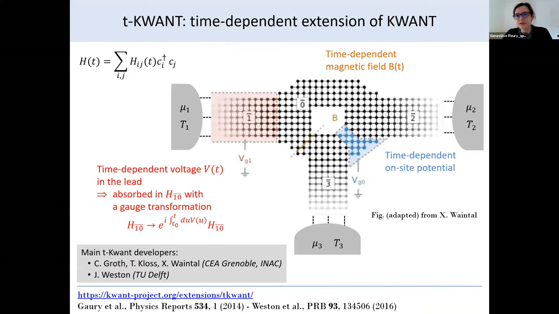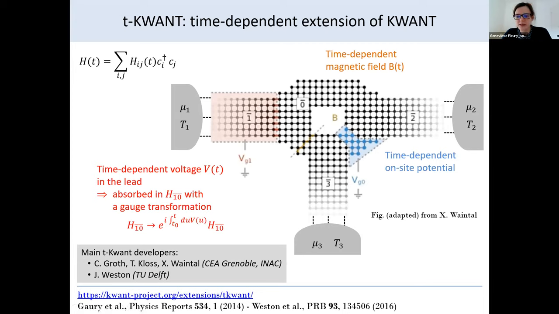So now let's continue with T-Kwant, which is a time-dependent extension of Kwant. It has been developed in Grenoble and it's available here. In T-Kwant, the input Hamiltonian is still a non-interacting tight-binding model, but now it can be made time-dependent. And the time-dependent parameters are fully arbitrary. So for instance, they can account for a local top gate, which induces underneath some time-dependent on-site potentials. They can account for a time-dependent magnetic field, or we can also apply a time-dependent voltage pulse in one lead.